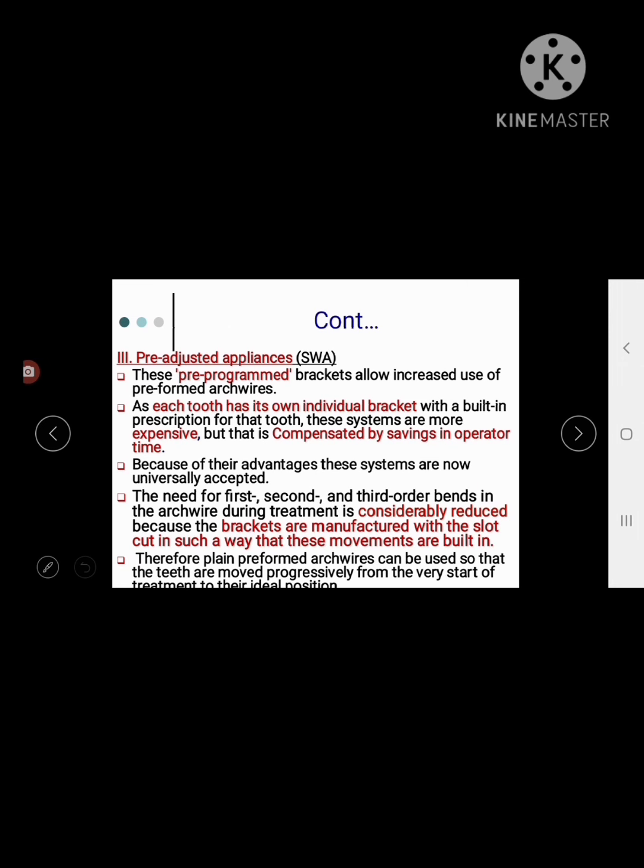The third one is the pre-adjusted appliance. These pre-programmed brackets allow the use of preformed archwires, as each tooth has its own individual bracket with a built-in prescription for that tooth. These systems are more expensive, but this is compensated by savings in operator time.